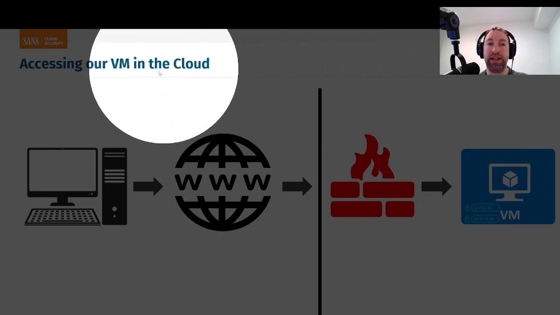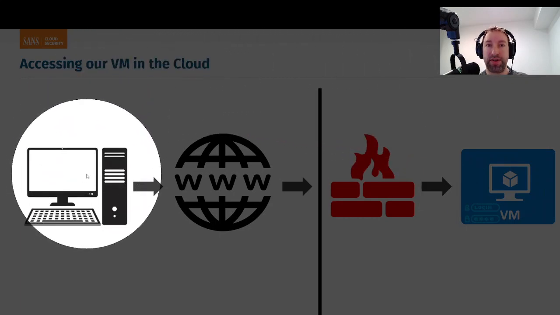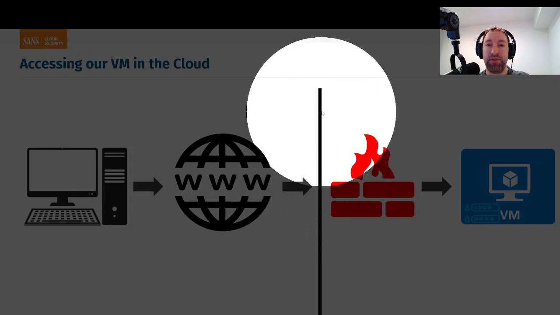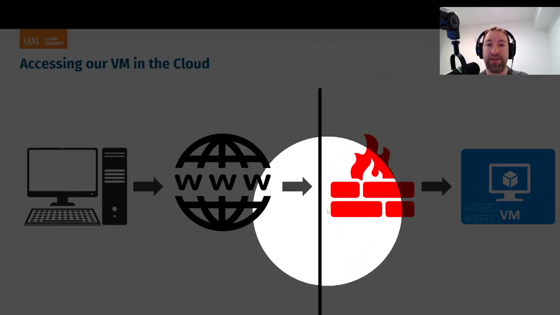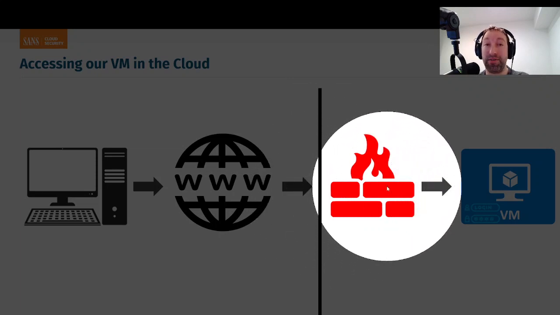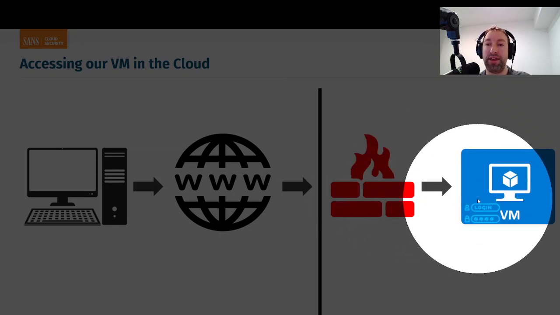So point A, the source, is your desktop, going across the internet. If this firewall rule is in place, blocking traffic, then you don't go past this right here. The firewall blocks the access. If you put that network security group or the security group, the firewall rule, into place to allow access, then you can SSH into this machine or RDP to this machine.